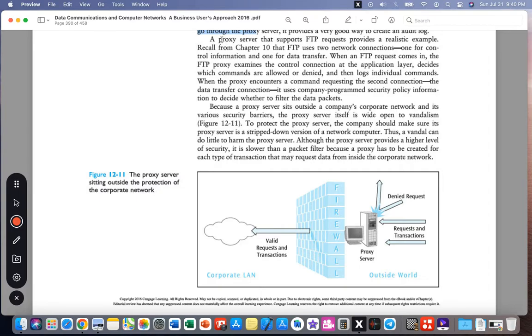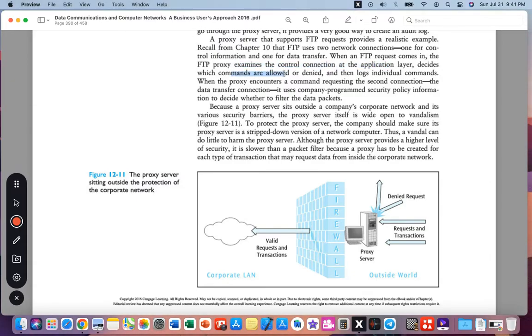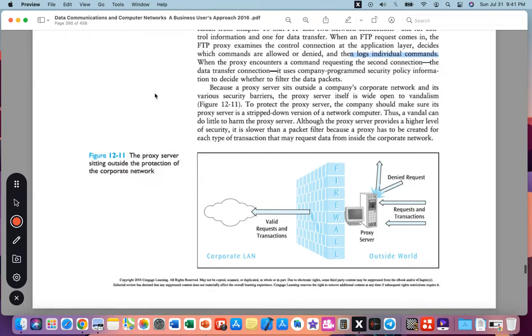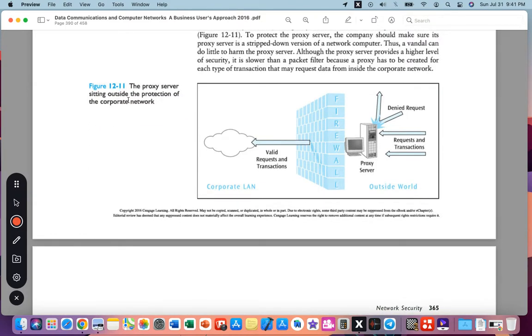A proxy server that supports FTP requests provides a realistic example. Recall from chapter 10 that FTP uses two network connections. One is for control information and one for transferring data. When an FTP request comes in, the FTP proxy examines the control connection at the application layer, decides which commands are allowed or denied, then logs the individual commands. The proxy server sits outside the protection of the corporate network.